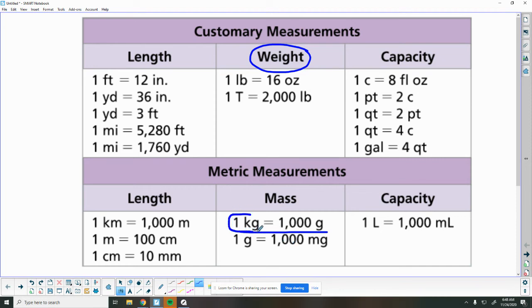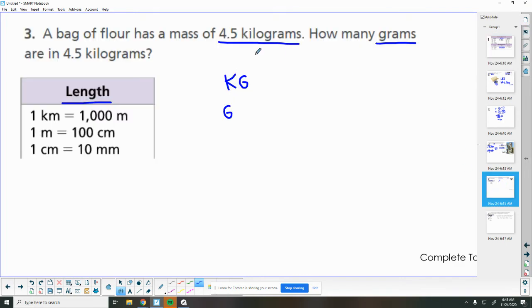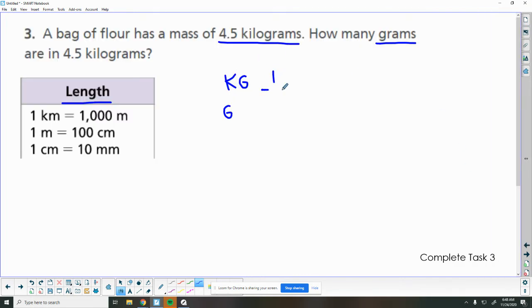So I can see that 1 kilogram has 1,000 grams. So let's come back to our problem here. 1 kilogram has 1,000 grams. Remember, we can set it up the other way as well, and we can say that 1,000 grams is 1 kilogram.